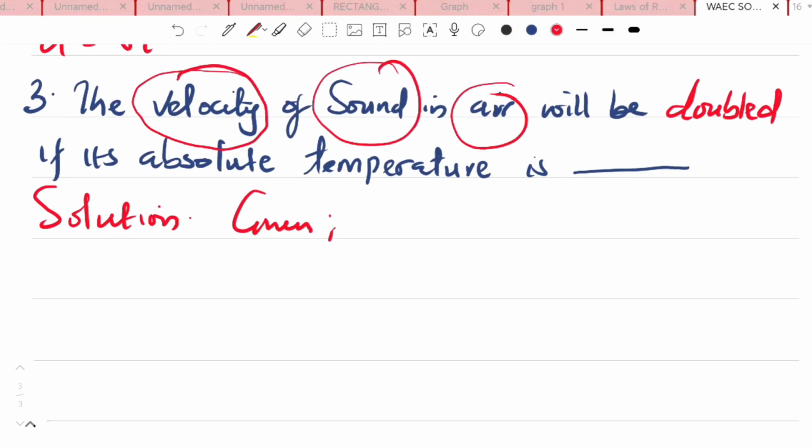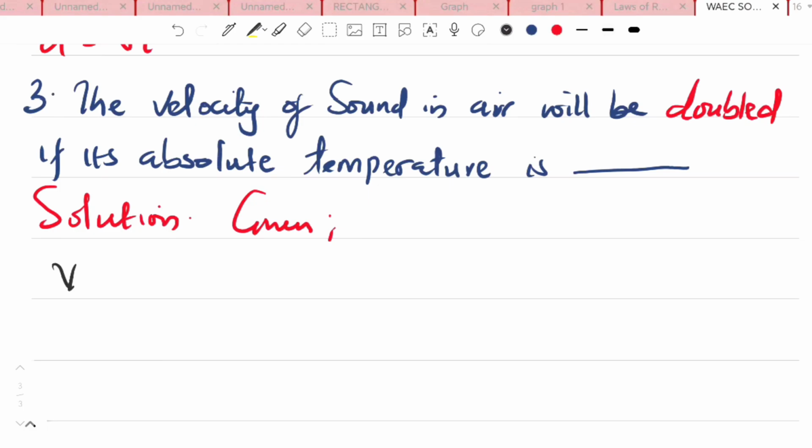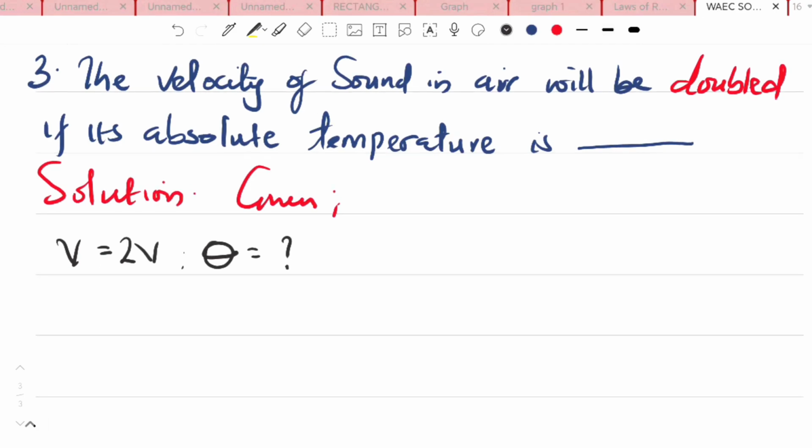Velocity of sound in air will be doubled, but you need to know the initial velocity, which is v. Since it's doubled, you will now say that we have 2v. Is that clear? Then recall that the absolute temperature is given to be theta, which is unknown. Remember that v is equal to the change in v, then we also have the change in theta, delta theta.